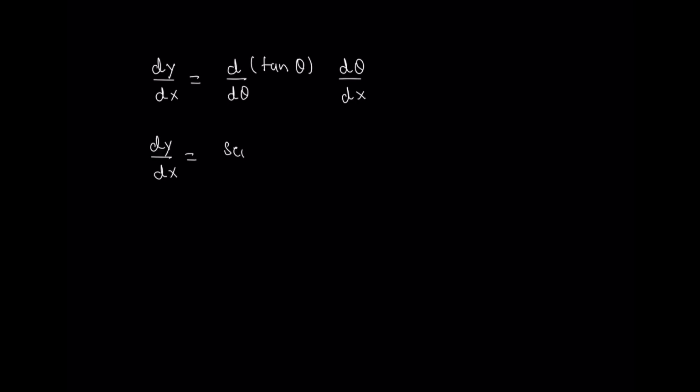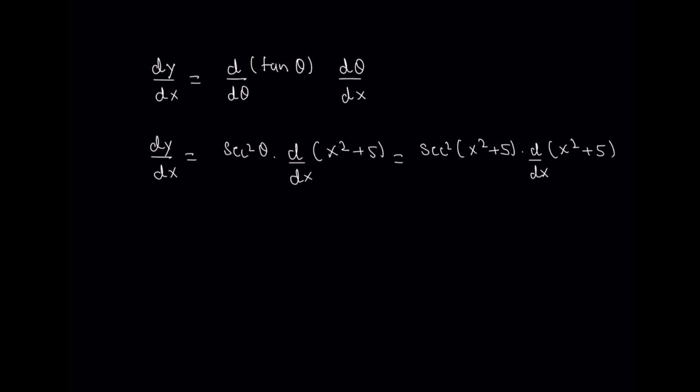Now let's use this secant square theta in place of the expression. So d upon d theta of tan theta times d theta upon dx, and let's put the derivative of tan theta as secant square theta. So dy upon dx equals secant square theta times d upon dx of x squared plus 5, because we put theta in place of x squared plus 5. So it is secant square of x squared plus 5 times d upon dx of x squared plus 5. So dy upon dx equals 2x secant square of x squared plus 5. So here is the derivative of the function we wanted to calculate.